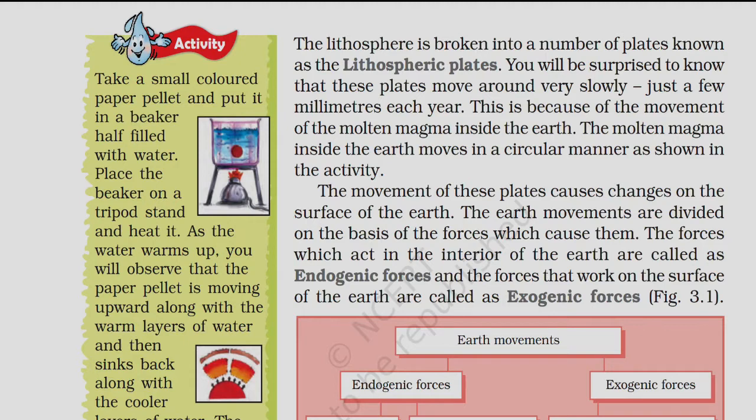So here they say that the place where we are standing now is moving very slowly because of the movement of the molten magma inside the earth. The molten magma inside the earth moves in a circular manner. The introduction is discussing that the lithospheric part is generally moving in a circular manner, but we are not experiencing it because it moves only a few millimeters each year.